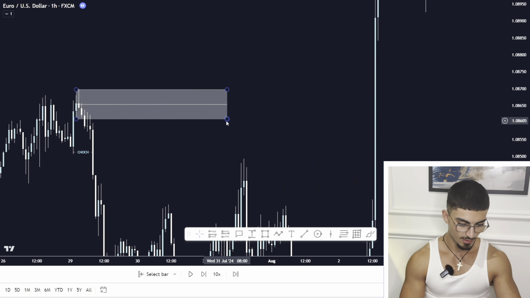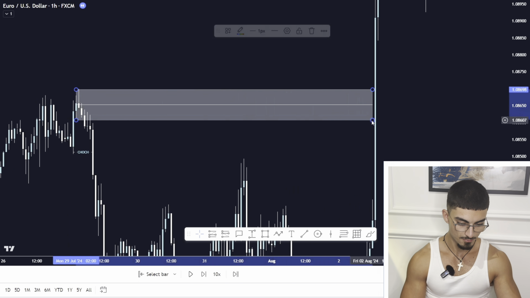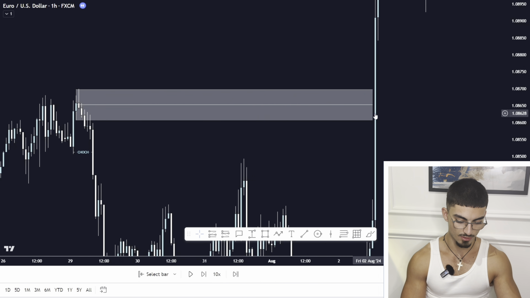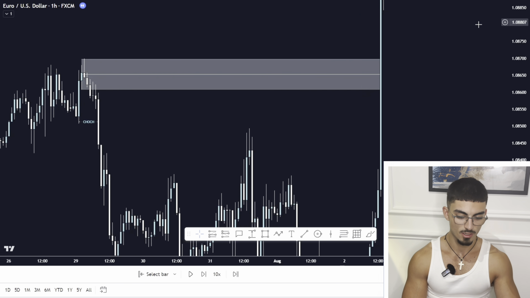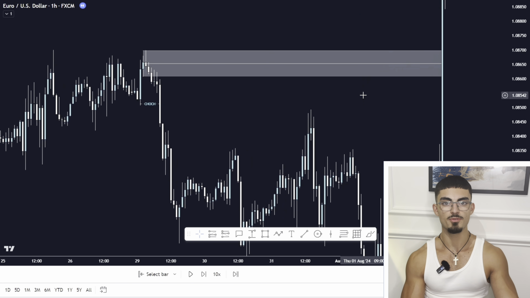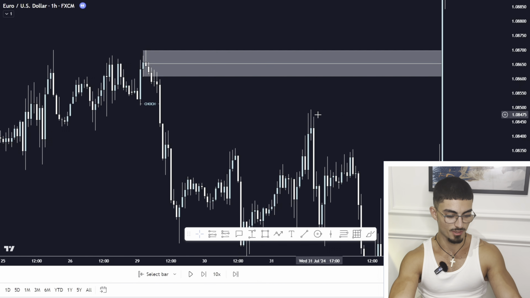Now, of course, this did not hold, okay? And it's probably because this was a news candle. Okay, it was at 1 a.m. So yeah, this would have been news, and it just completely went through it. But that is totally fine. Not every supply zone is going to work.